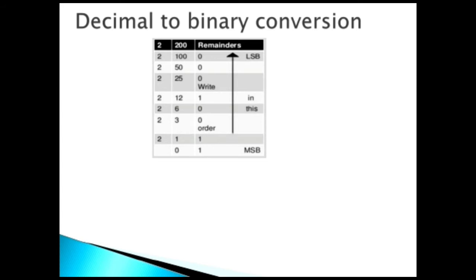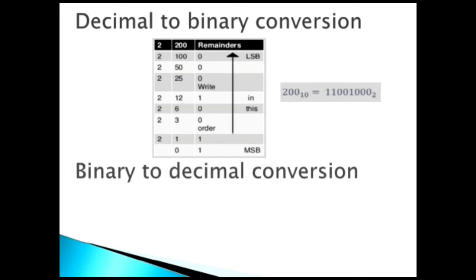Now we will place these remainders in a set starting from the lower side up, and this bottom digit will become the MSB, most significant bit, and the top digit will become the LSB, least significant bit. Now the decimal number 200 has been converted into 11001000 as a binary number.